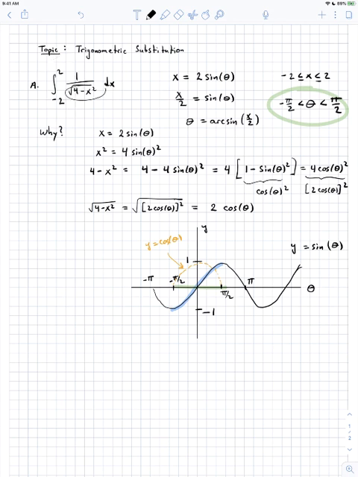And these are the only x values that are allowed, because x can't be smaller than negative 2 or larger than positive 2 without giving you the square root of a negative number. So you're only interested in these values from minus 2 to 2.